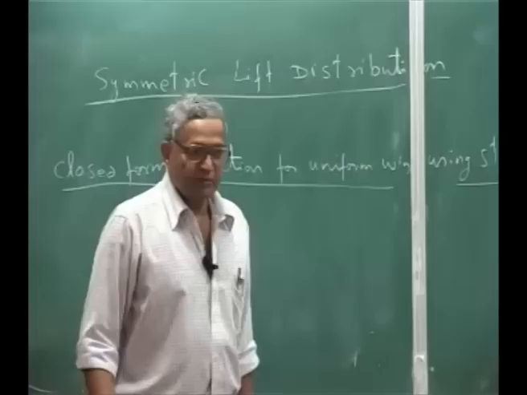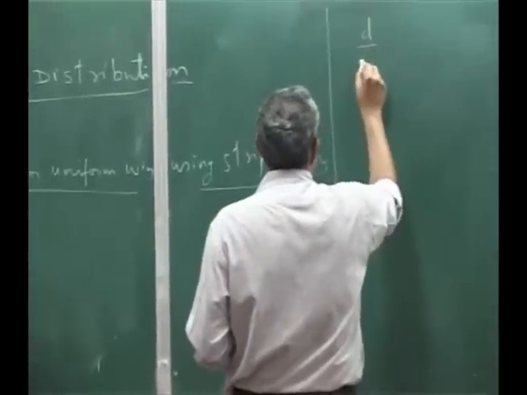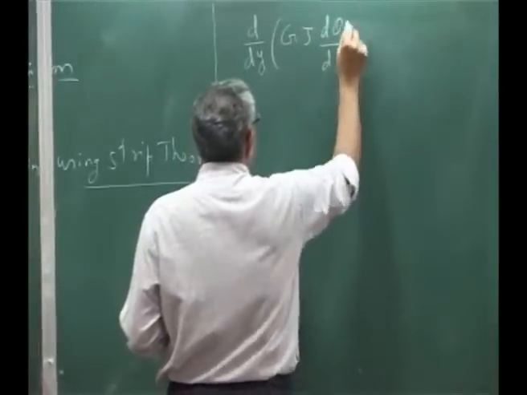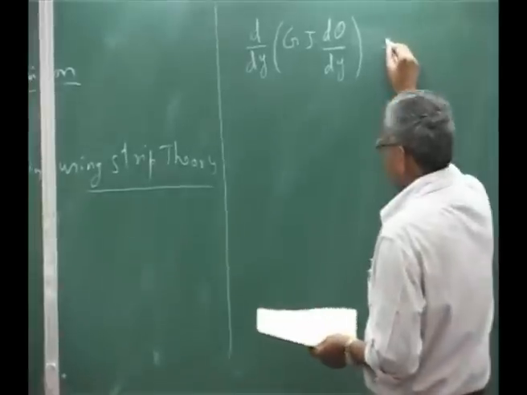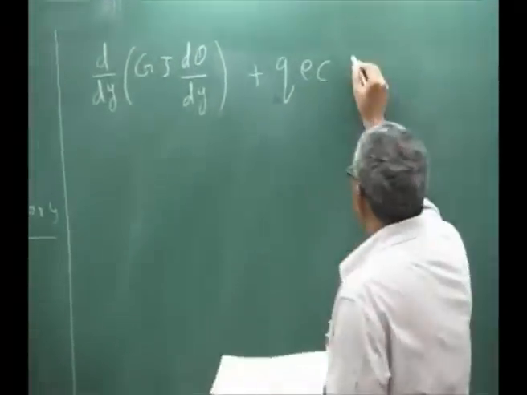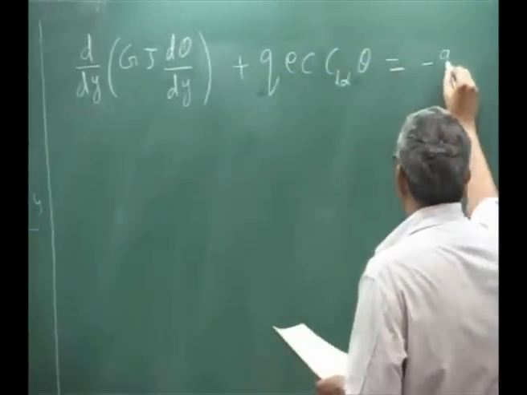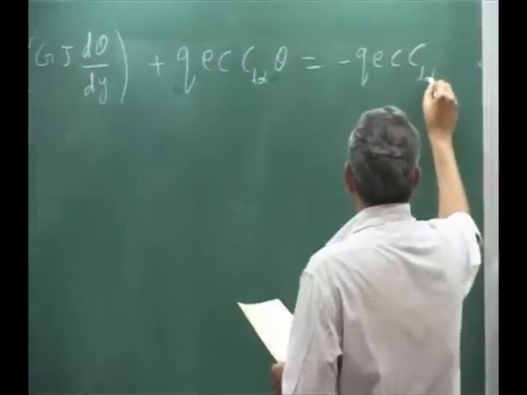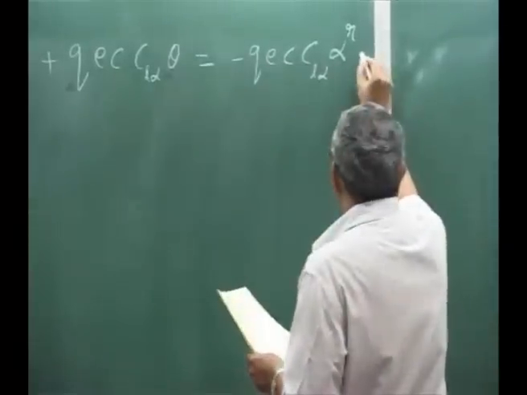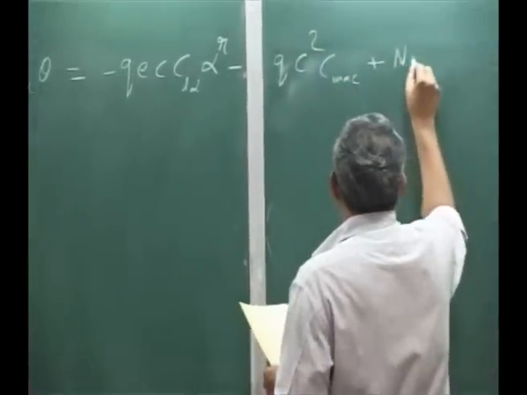Now the moment I write it as a uniform wing, my torsion equation of motion is, you know, d over dy of GJ d theta over dy, and then we wrote plus QEC CL alpha times theta equals minus QEC CL alpha alpha rigid, which is the initial angle of attack, then Q C square C MAC plus N MGB.